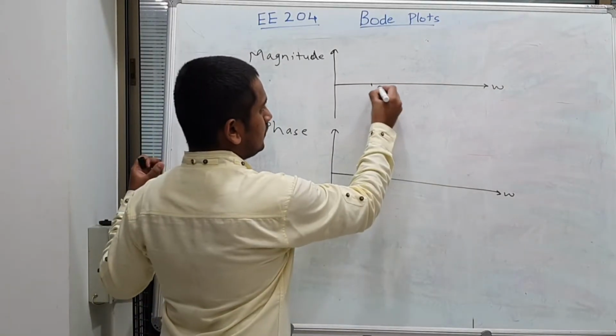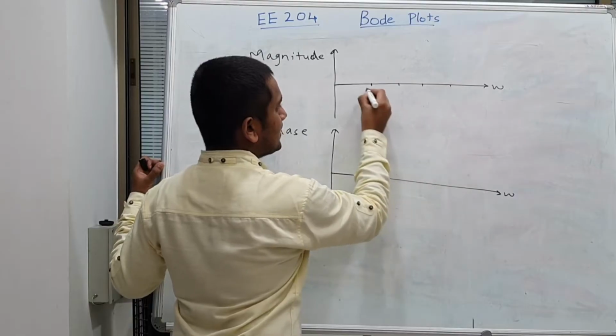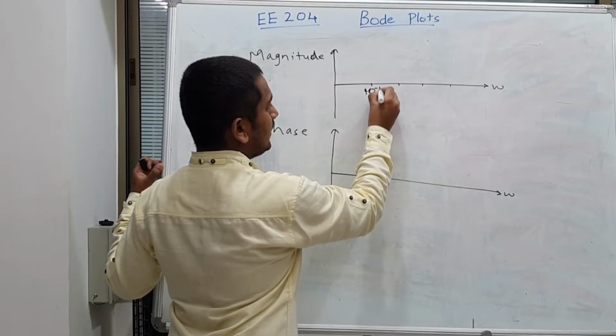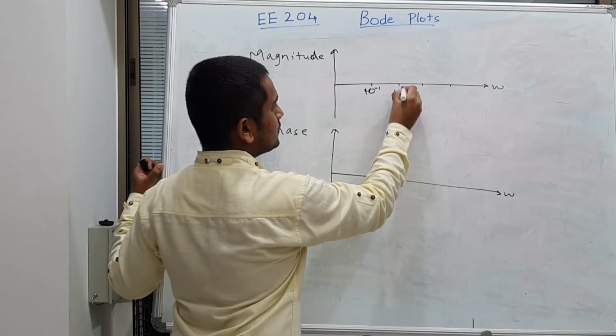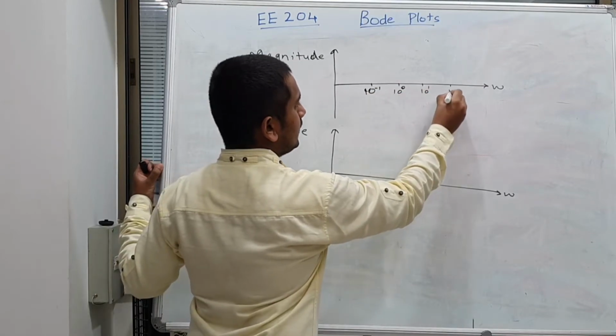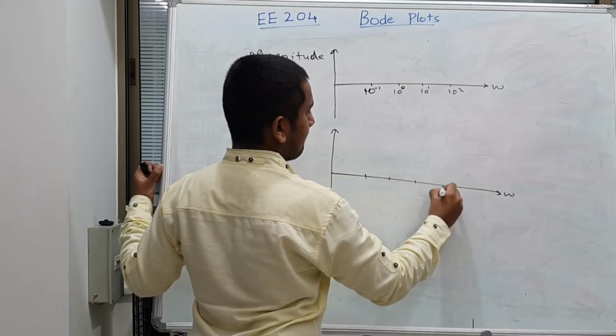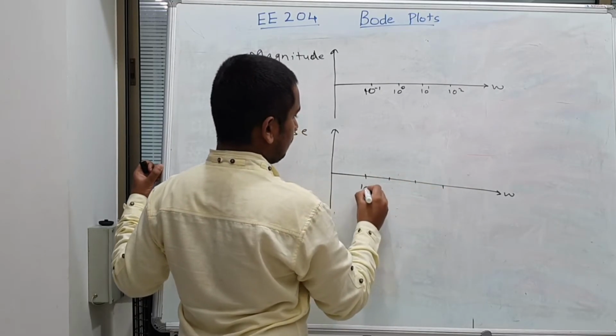Therefore, the frequency has steps in power of tens, like 10 to the power minus 1, 10 to the power 0, 10 to the power 1, 10 to the power 2, and so on. So we'll write similar for a phase.